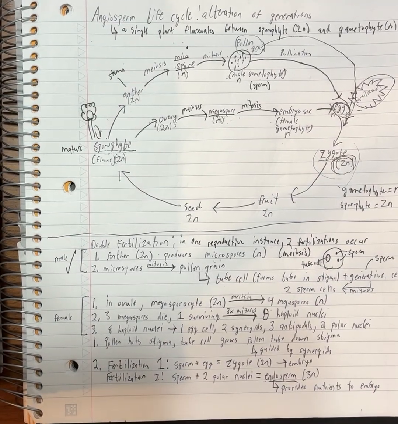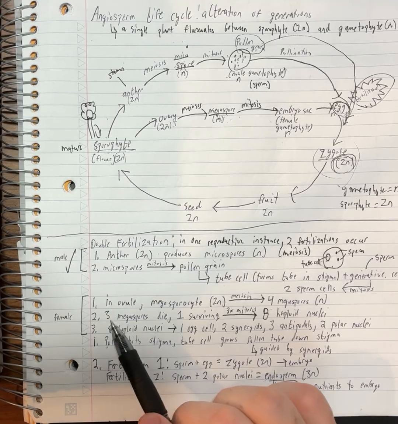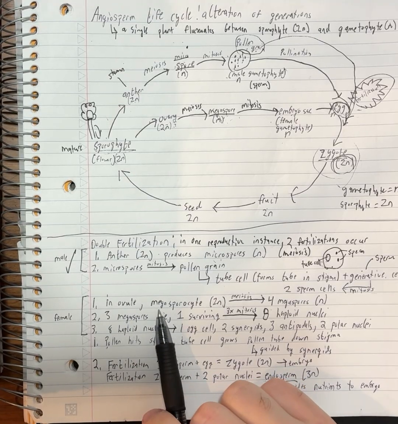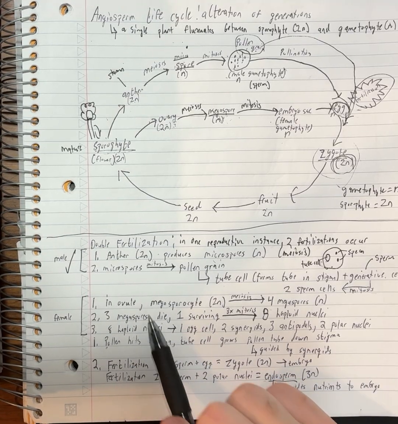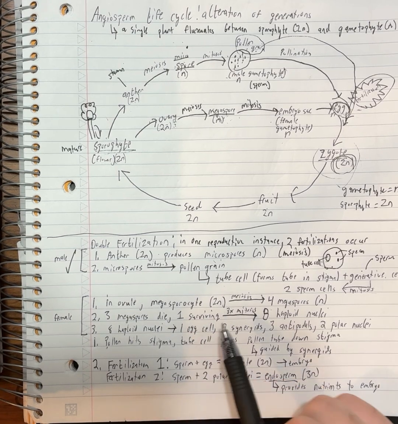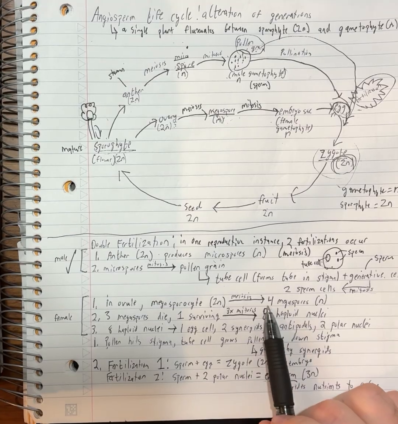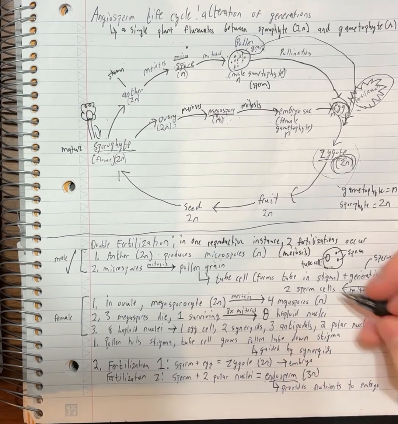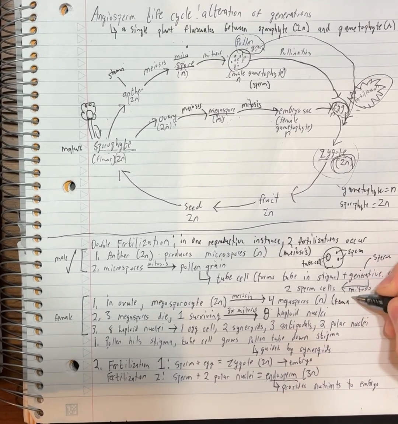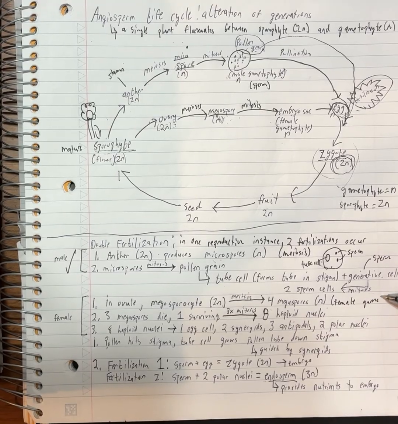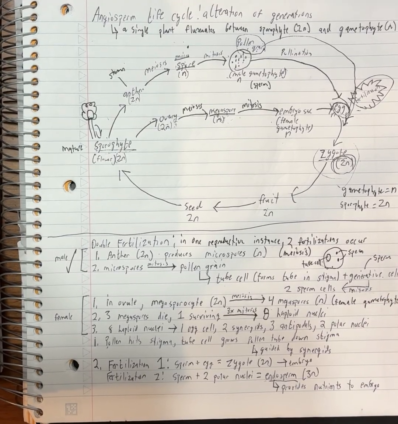So now the female reproductive cell is going to get produced in the ovule. So you're going to have something called a megasporocyte in the ovule. And the megasporocyte, which is diploid, will undergo meiosis to create 4 megaspores. And remember, that was the female gametophyte.